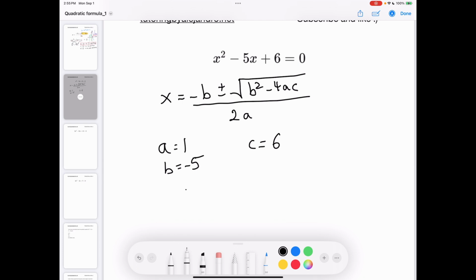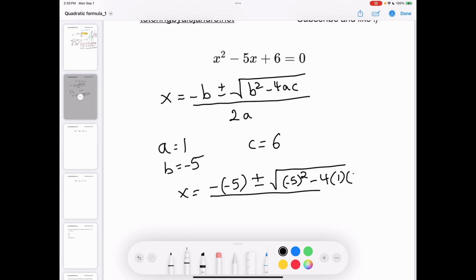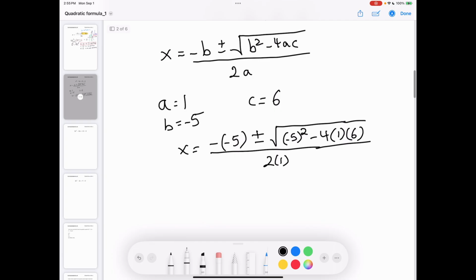So let's do that. I have x equals negative, from the formula. And now I plug in b, which is negative 5. So remember the parentheses here. Plus or minus the square root of b squared, so that's going to be negative 5 squared, minus 4 times a, which is just 1, times c, which is positive 6. All of that divided by 2 times a, which is 1. Okay, great. Let's keep going.